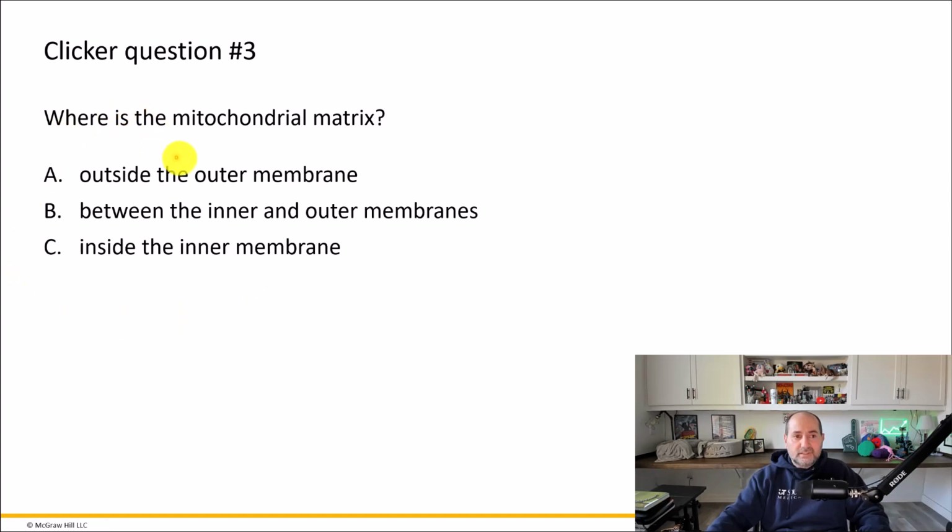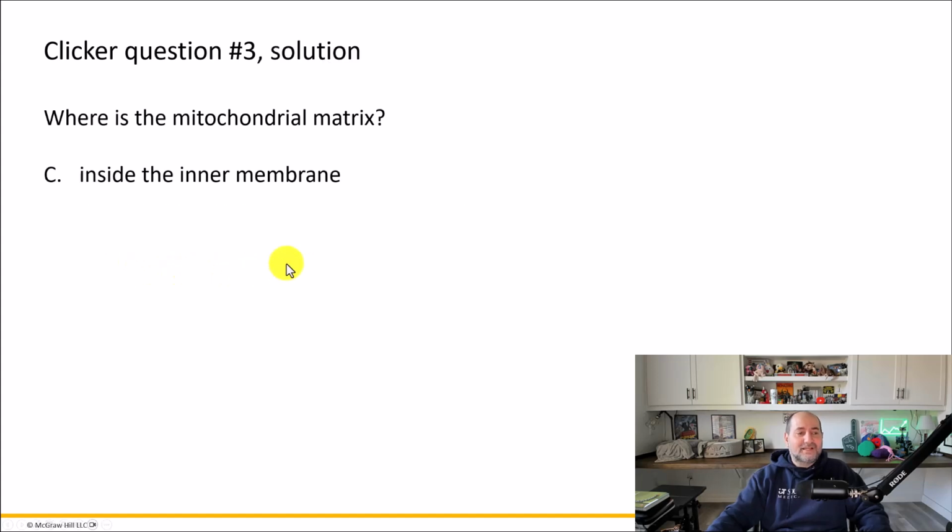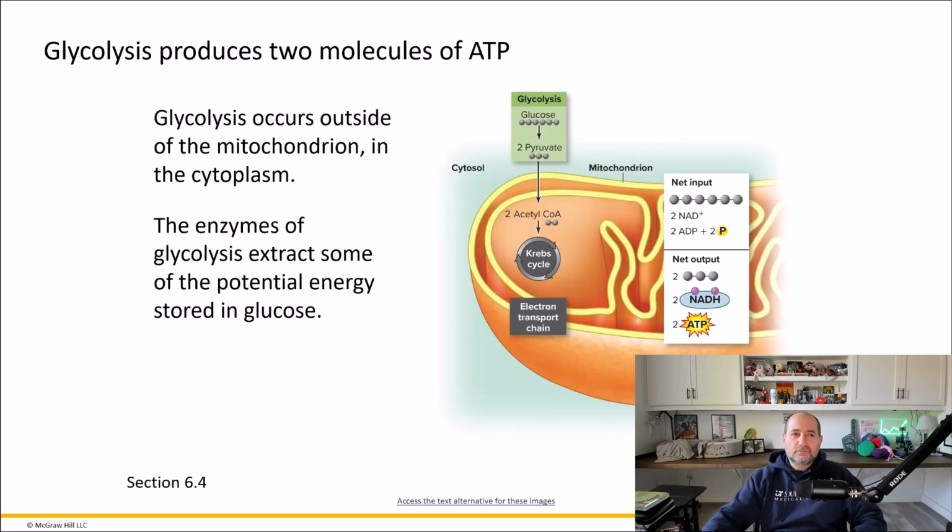Where is the mitochondrial matrix? Is it outside the outer membrane? No, that's the cytosol. Is it between the inner membrane and the outer membrane? No, that's called the intermembrane space or the intermembrane compartment. Is it inside of the inner membrane? Yes, that's inside of the inner membrane. That's the correct answer.